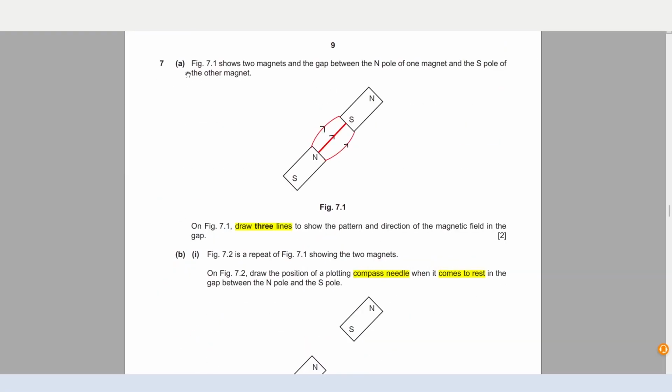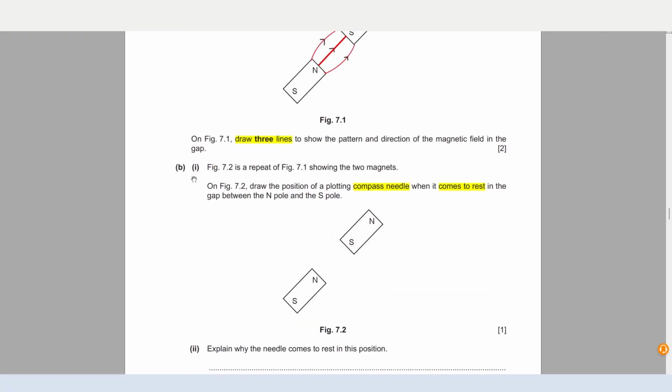Question number 7a. Figure 7.1 shows two magnets and the gap between the north pole of one magnet and the south pole of the other magnet. On figure 7.1, draw three lines to show the pattern and the direction of the magnetic field in the gap. The lines are already drawn, and you know that the magnetic field is represented like this, and this is not given in the question. So we are done with this part, and don't forget to add the arrows, which go from north to south. You get 1 mark for the field lines and 1 mark for the arrow.